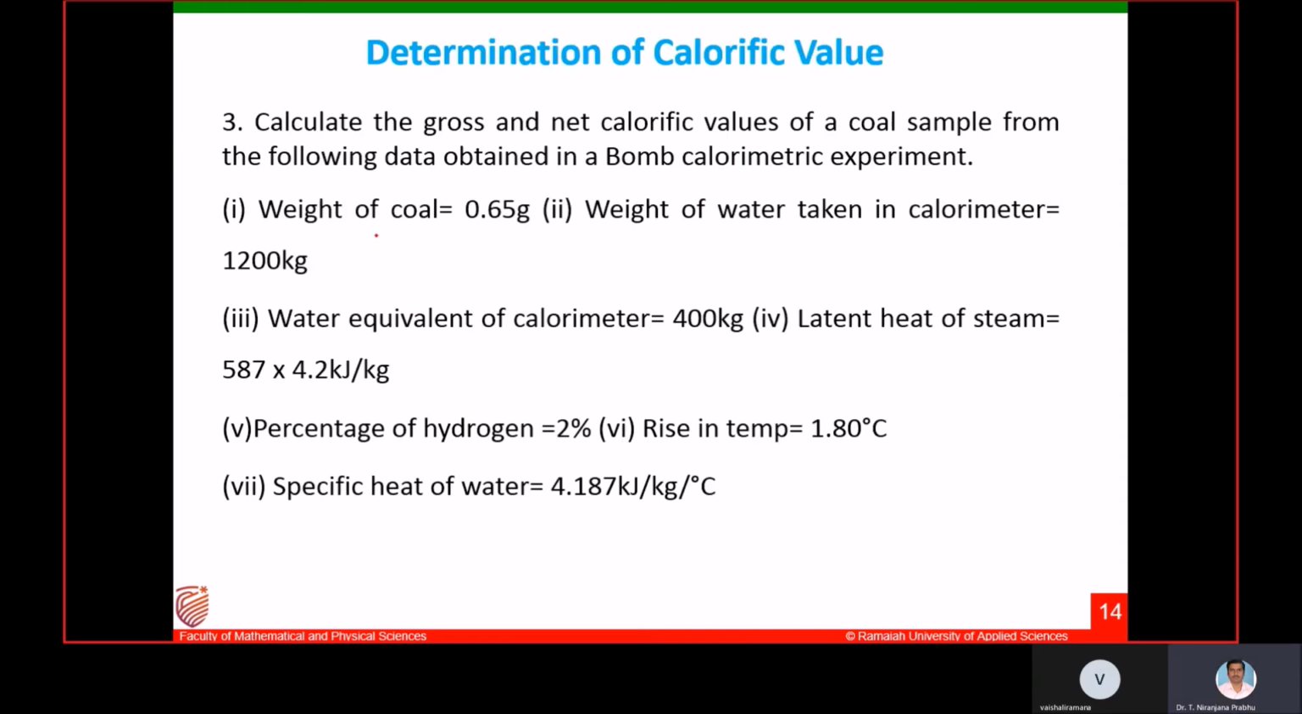Third numerical: weight of coal 0.65 gram, weight of water taken 1200 kg, water equivalent of calorimeter 400 kg, latent heat of steam, this comes close to 2457 kilojoule per kg. Percentage of hydrogen 2%, rise in temperature 1.8, specific heat of water 4.187.